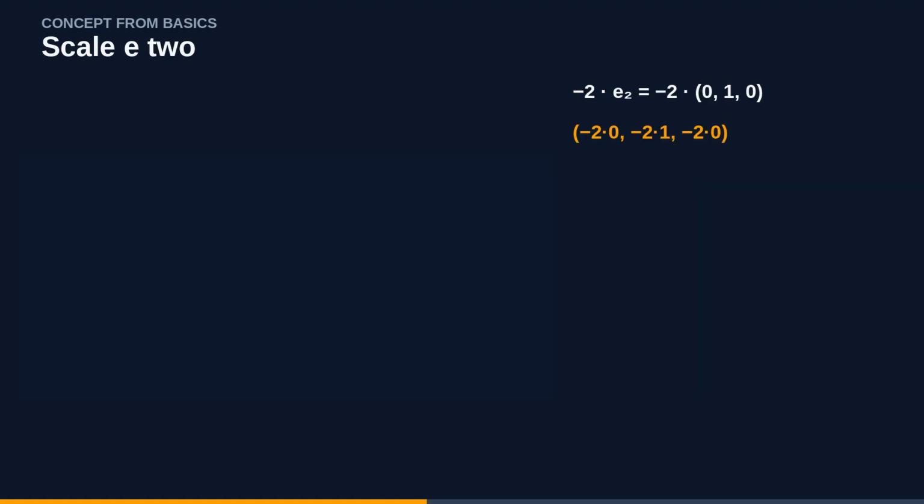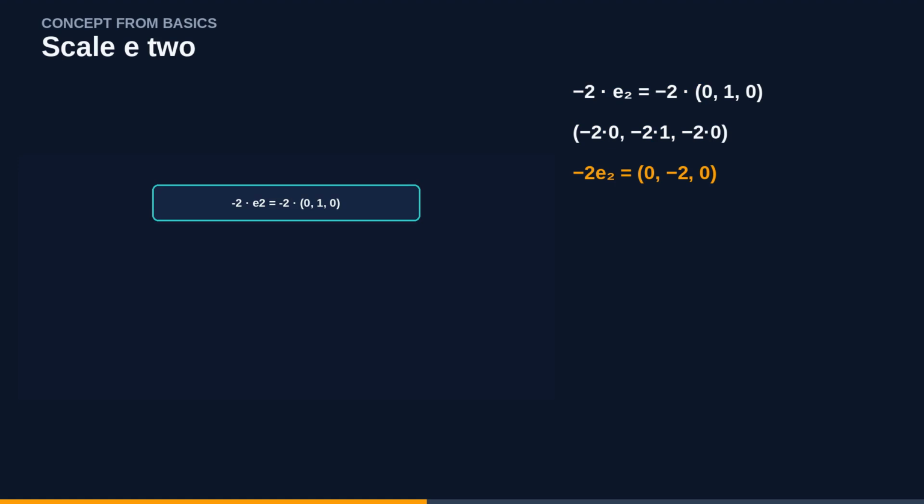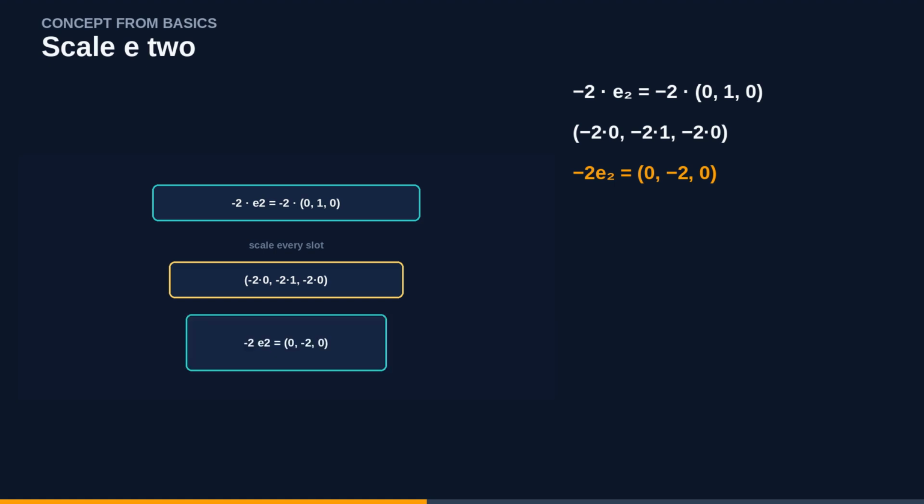Next, minus 2 times E2. E2 is (0, 1, 0). Scale every slot. Minus 2 times 0 is 0, minus 2 times 1 is minus 2, minus 2 times 0 is 0. So minus 2E2 is (0, -2, 0), a pure second axis piece, pointing the opposite way because of the minus sign.